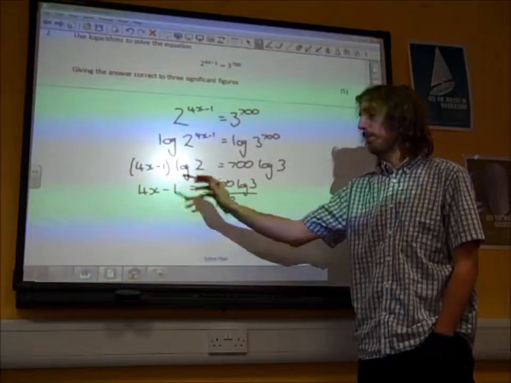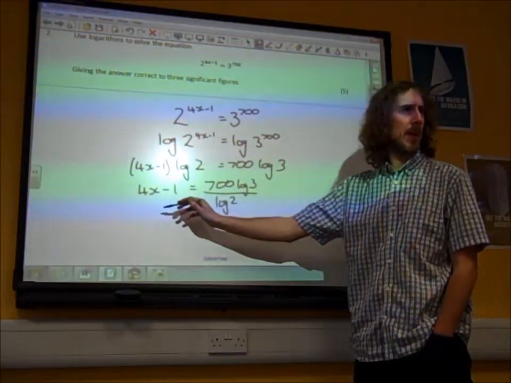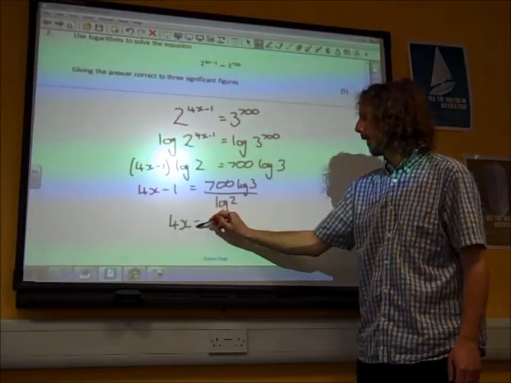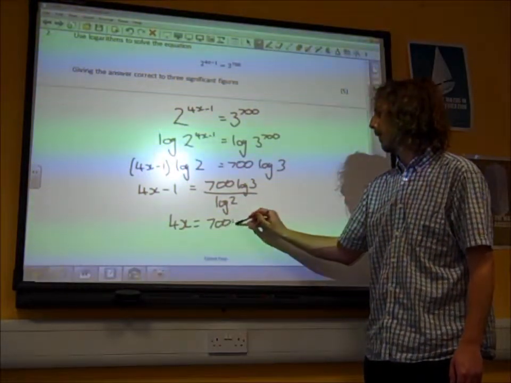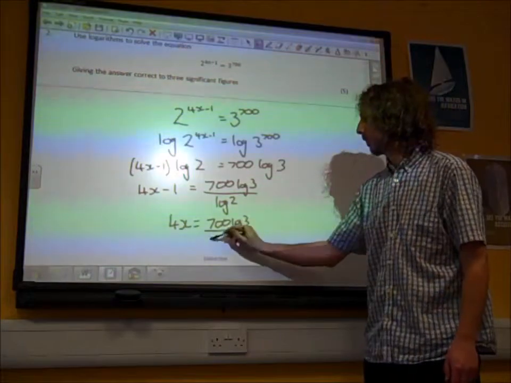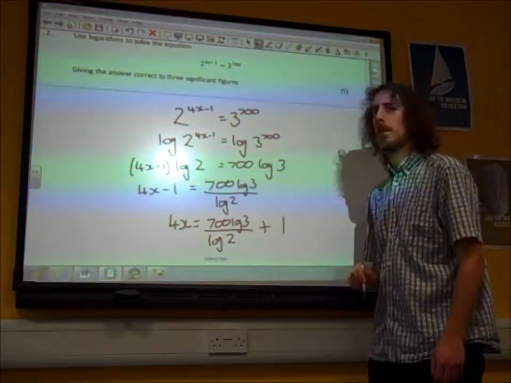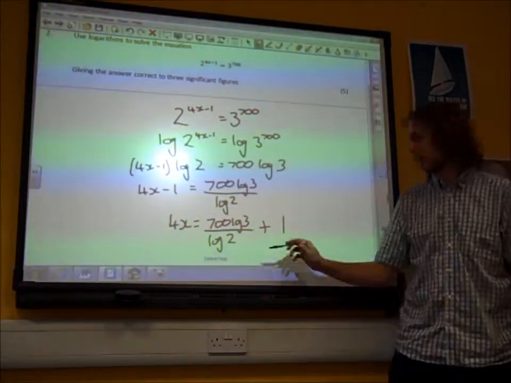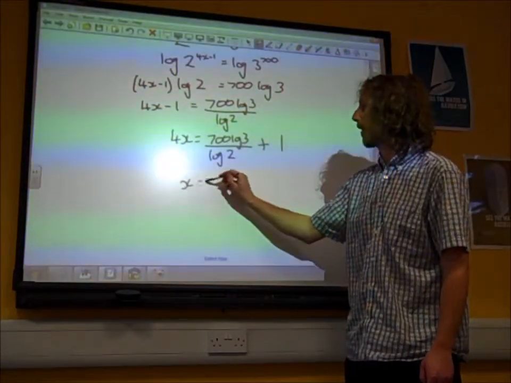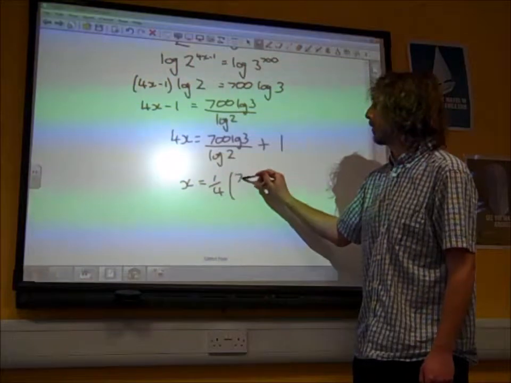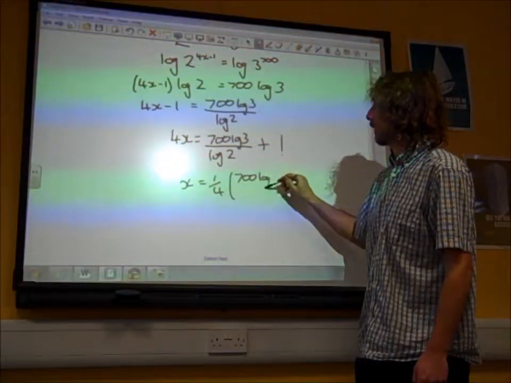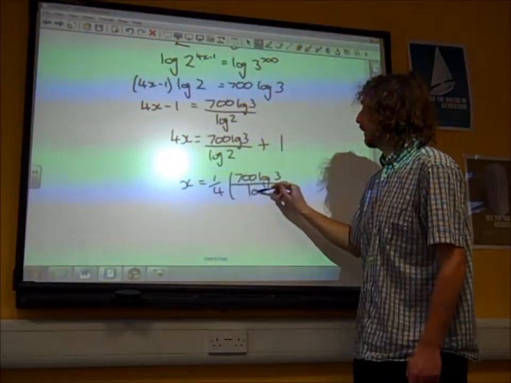We then need to unpack this till we get what x is, so we're going to add 1 to both sides. And then divide both sides by 4, and hopefully that gives us an answer which I have to admit I haven't worked out yet.